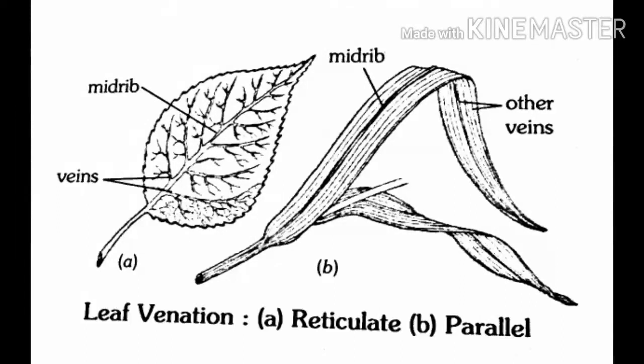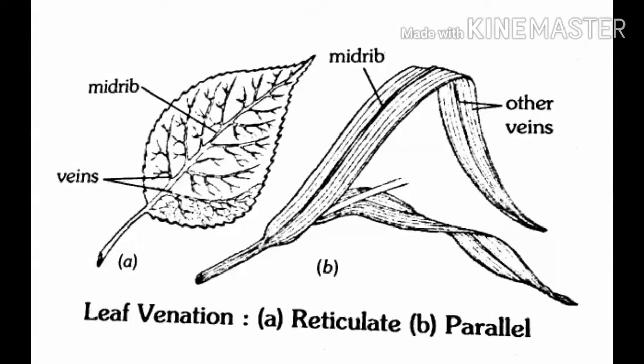The net-like arrangement of veins seen in the leaves of rose and hibiscus plants is called reticulate venation. This one is parallel venation. The parallel arrangement of veins, where the veins are parallel to each other, is called parallel venation.